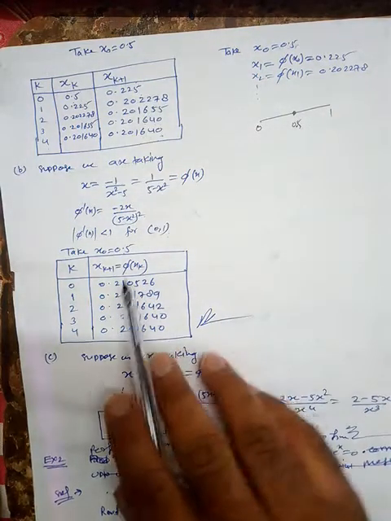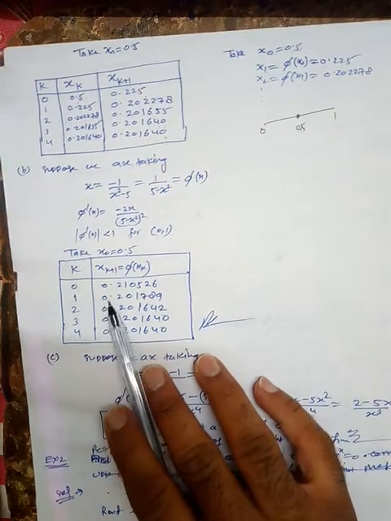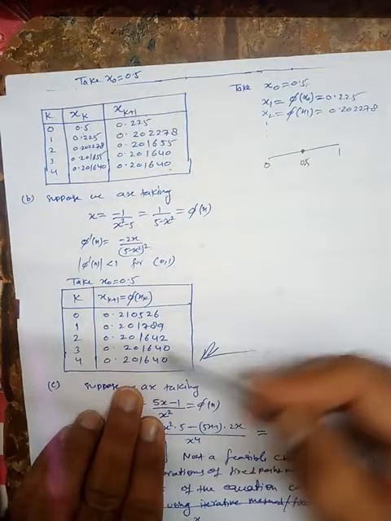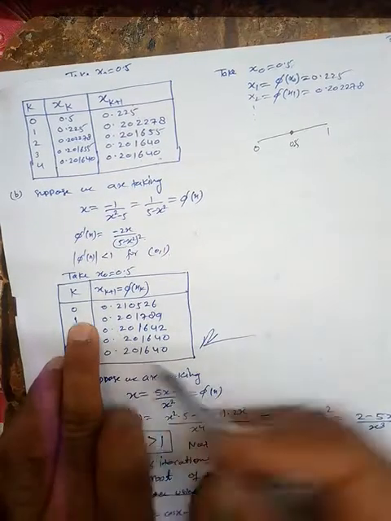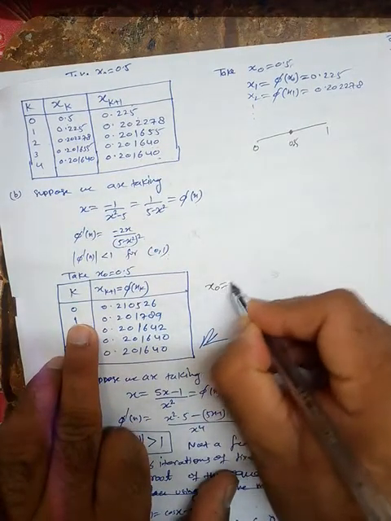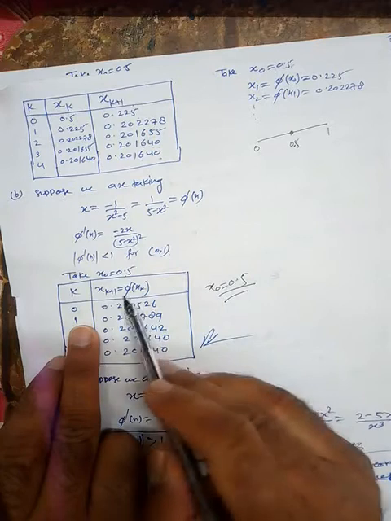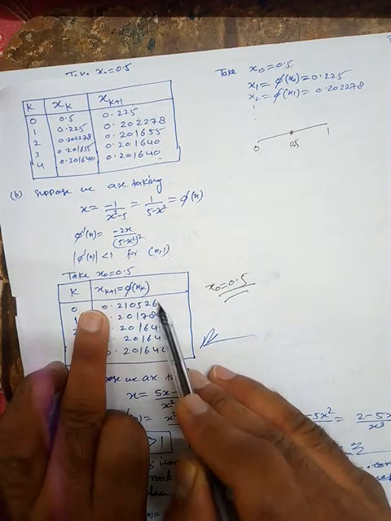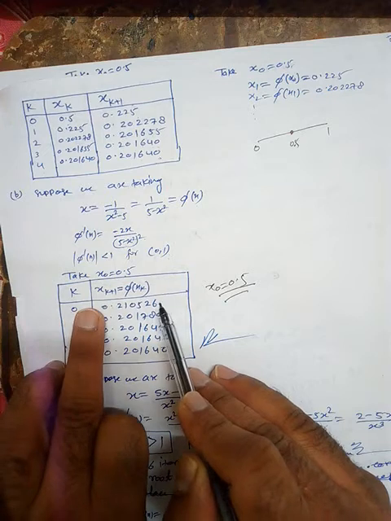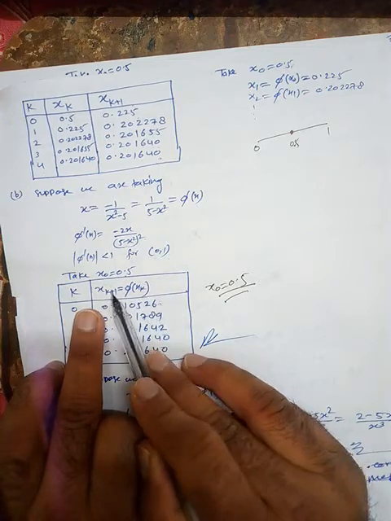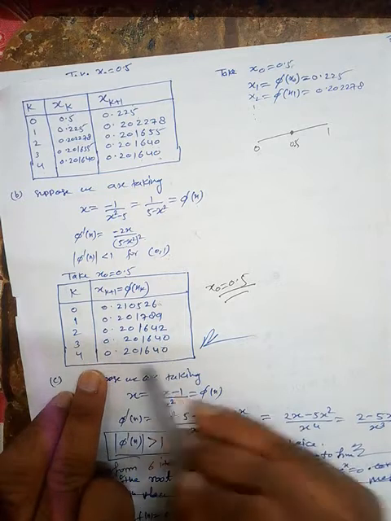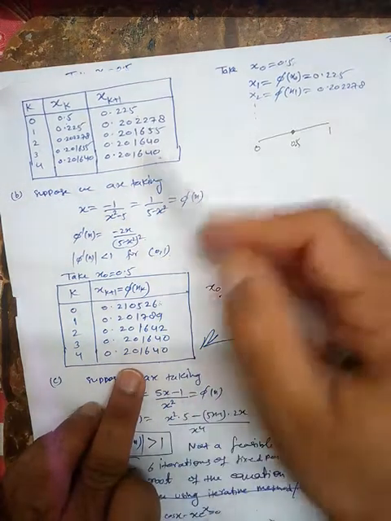Again started with this. So here I am not writing this column, I am directly writing this one here. Okay, so here we have started with x naught is equal to 0.5. Then this is your x1. Then put it here and then find out x2. This is your x3, this is your x4, this is your x5. Again you are getting the same solution.